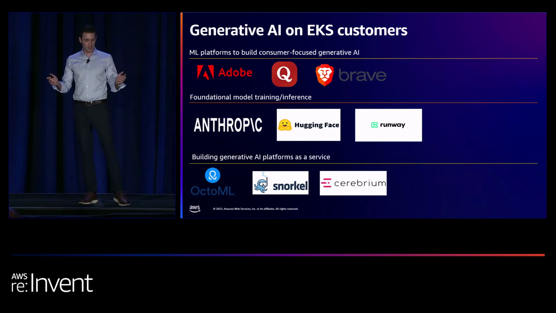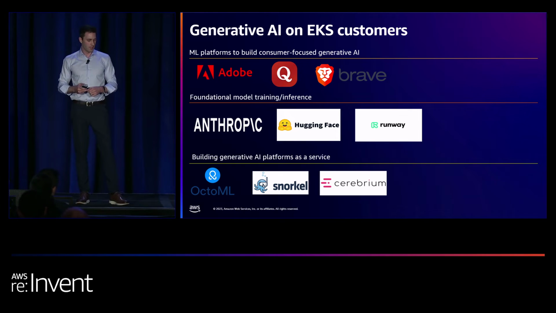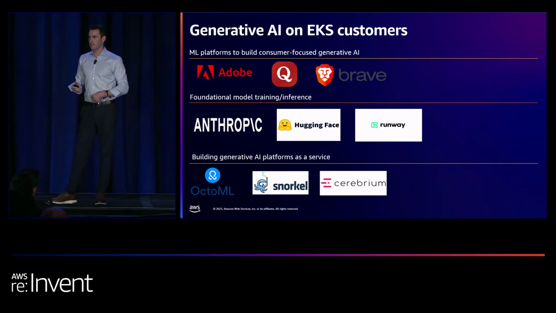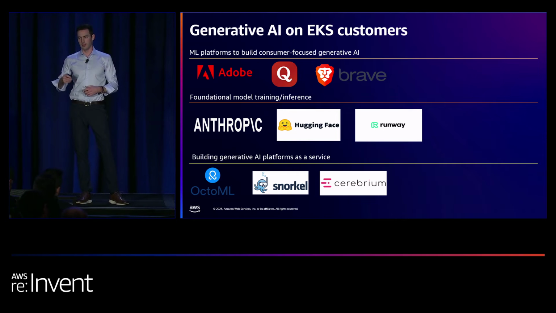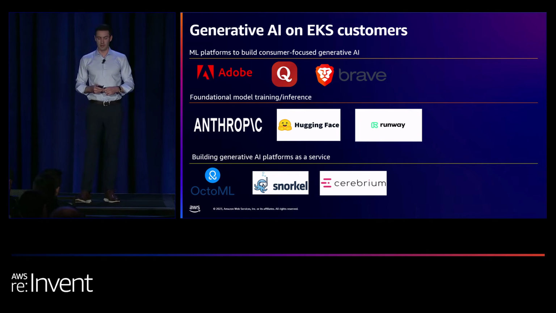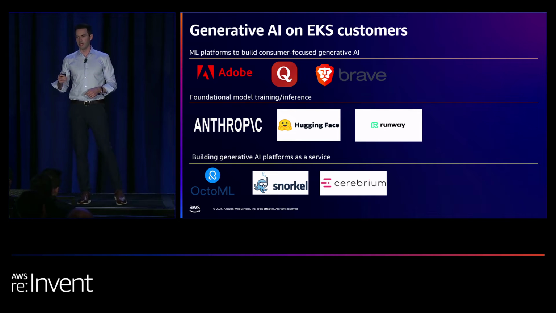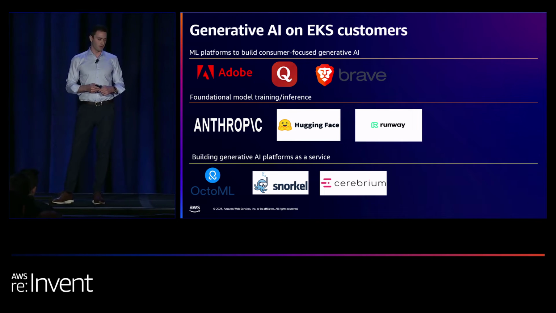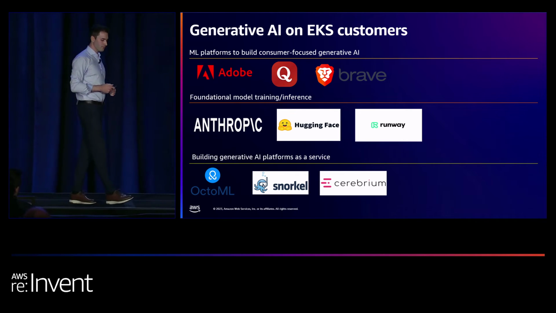Okay, sounds great. Who's actually using generative AI on EKS? We've highlighted a few customers here. I'll actually start in the middle, customers who are using EKS to train foundational models. And these are the ones who are running at the largest scale because they're training on vast, vast quantities of data. Rama mentioned Anthropic. If you watched Adam's keynote this morning, their CEO was on stage. They use EKS for all of their training. They train their Claude model on EKS.